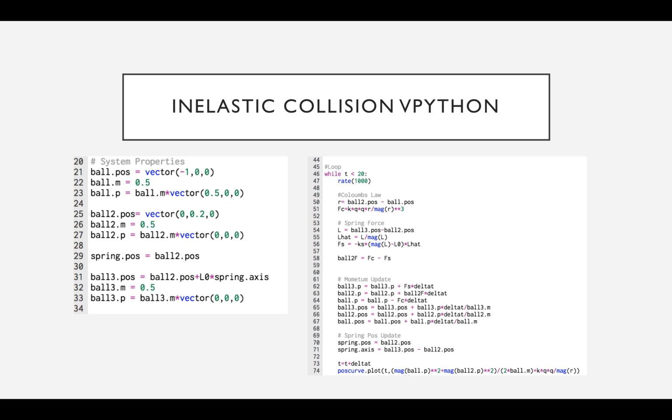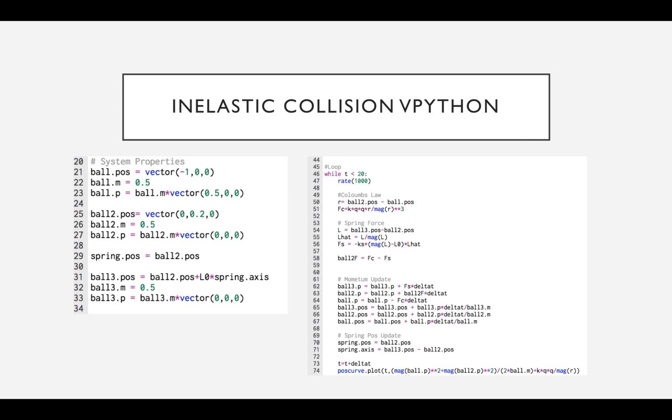This is the code for the inelastic collision in VPython. The inelastic collision was a little harder to model because we had to connect the two objects in the middle with a spring. So the system properties were initialized for the mass, position, and momentum of all three balls and the position of the spring. In the loop, the net force was calculated by adding the derivative form of Coulomb's law to the spring force as seen in the lines of code below.